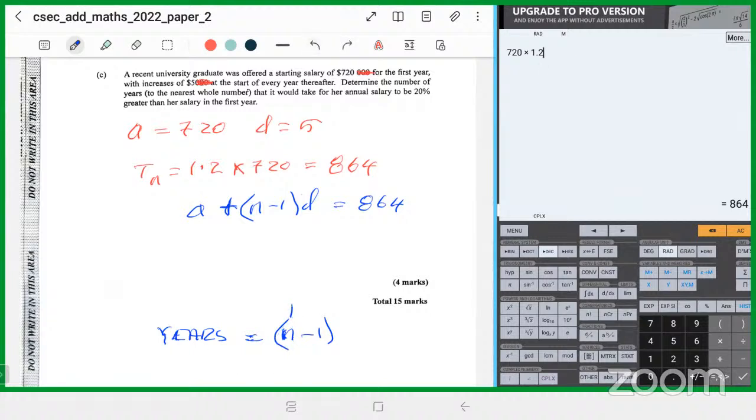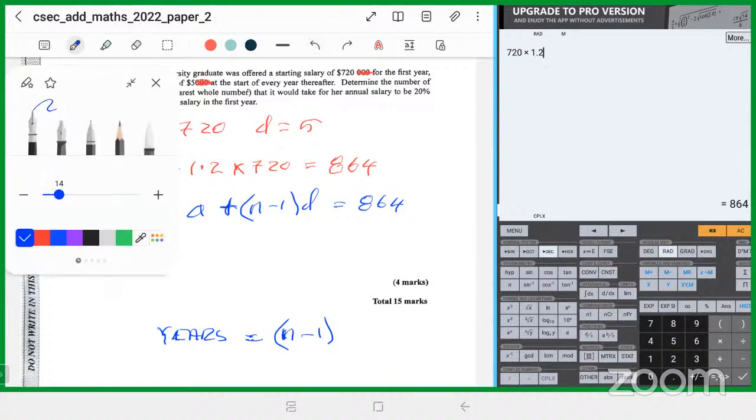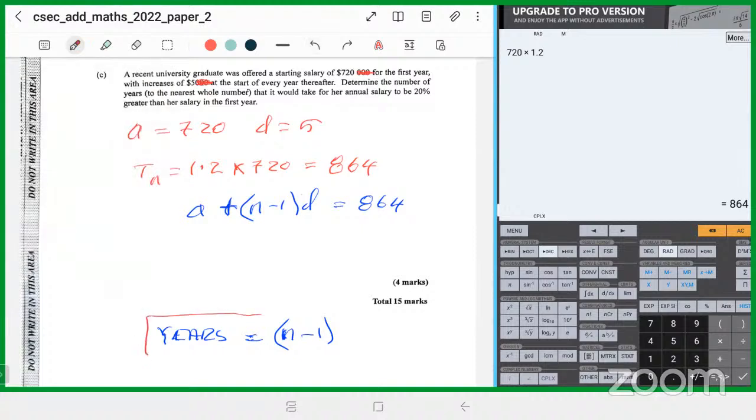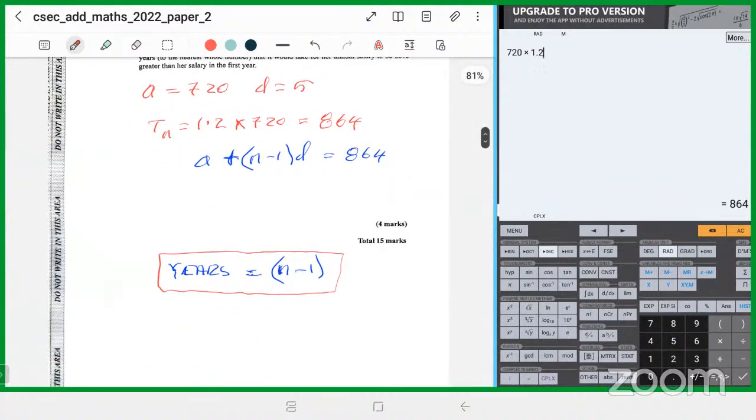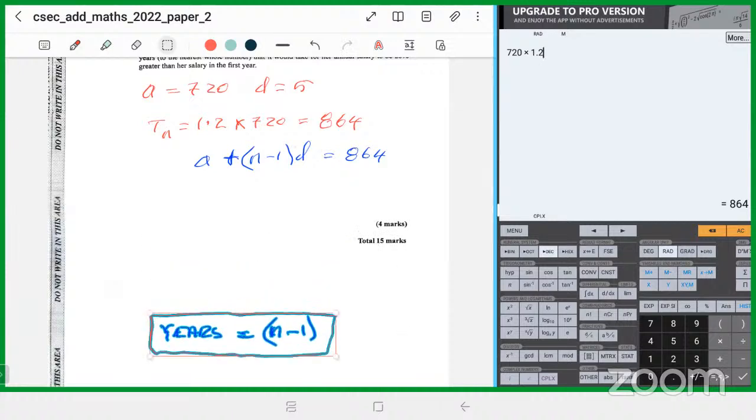So this is like a formula for the number of years, which is good to remember when time in years, or months or whatever, is included, and the first value corresponds to when you start, and you want to know after how many years. The number of years will always be equal to the term number minus 1. So if I use this formula and calculate n minus 1, then I have found my number of years.